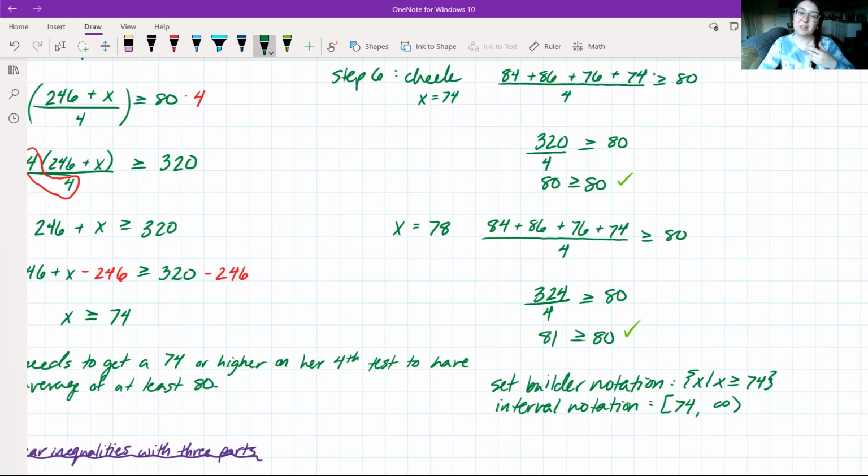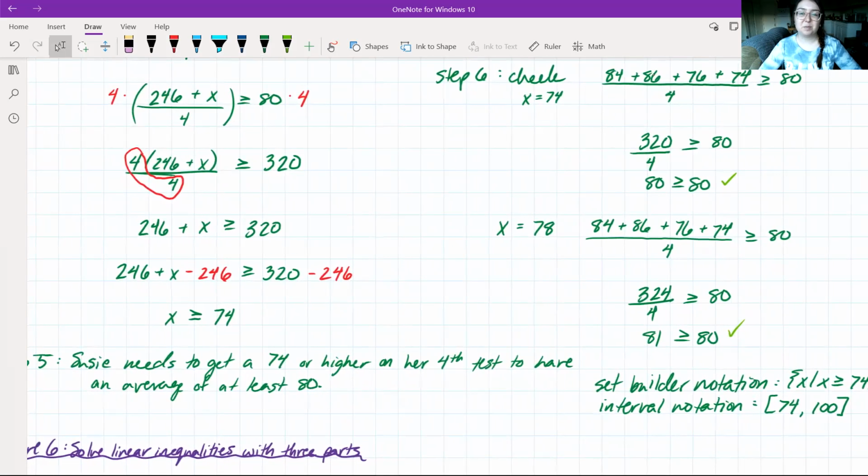Technically we say infinity, but if our tests are out of 100, then this means that we would only consider values from 74 to 100. If 100 was the absolute max and Susie could get a 100, we would include 100 with a square bracket. So we're considering the interval from 74 to 100. The 100 makes our answer realistic in the form of our problem, but we could definitely write infinity if we wanted to. But we know that Susie couldn't get something like 1,000% on her test, so it's a little unrealistic for the application of the problem, but you could say that as well.